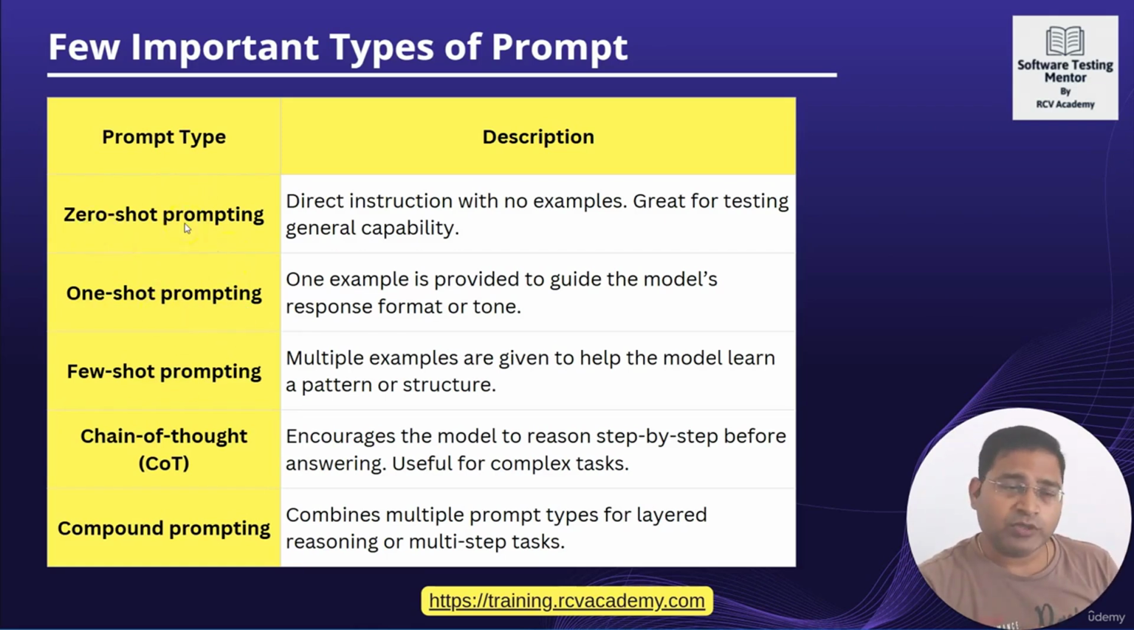So the first one that we are going to understand is zero-shot prompting. Now, when we say zero-shot prompting, this is a direct instruction with no examples at all. This is great for testing the general capability of the large language model or whatever model you are using. So if you don't provide an example, that's known as zero-shot prompting.